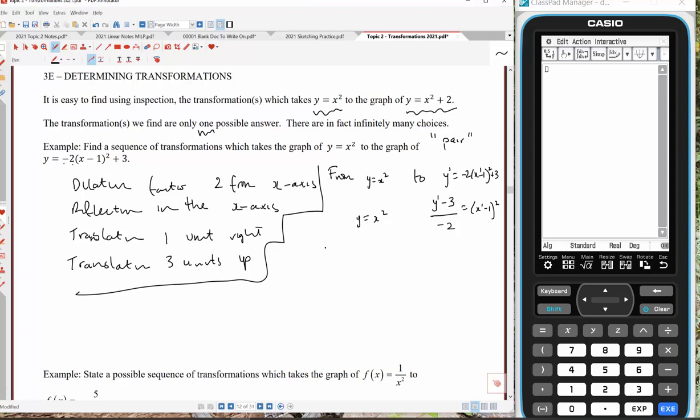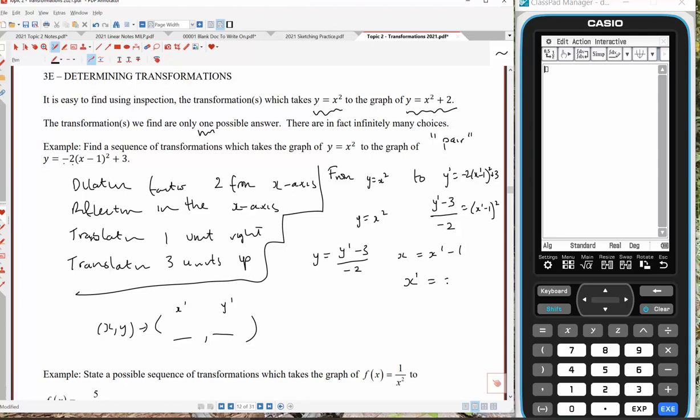Right, now I'm going to pair y with this. So y equals y dash take 3 all over negative 2. And I'm going to pair x with this. So x equals x dash take 1. Now what I'm really after is the mapping, because once I get the mapping, I can just read it off and they will be the transformations that take the original to the image. So really what I want to do is find out what x dash is and y dash is and pop it there. So the aim of the game will be to make x dash the subject.